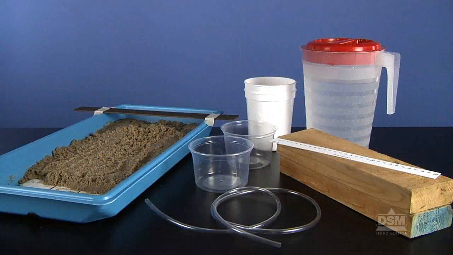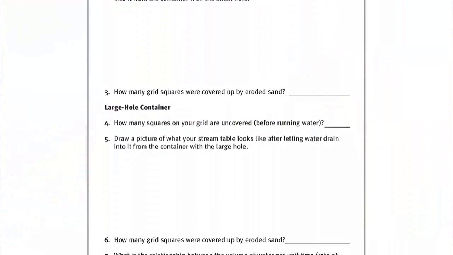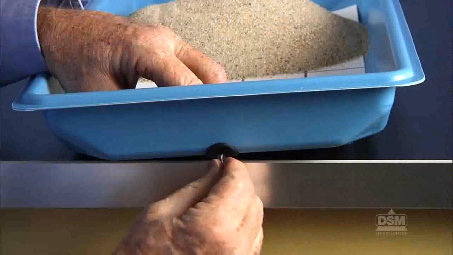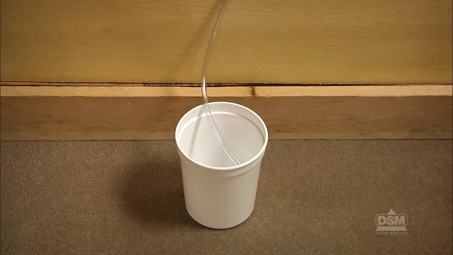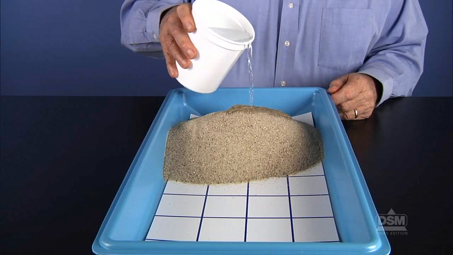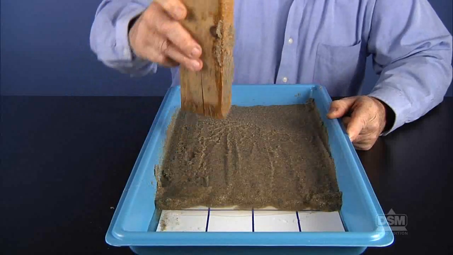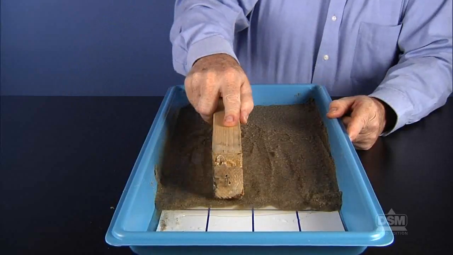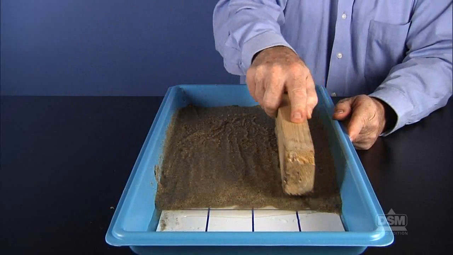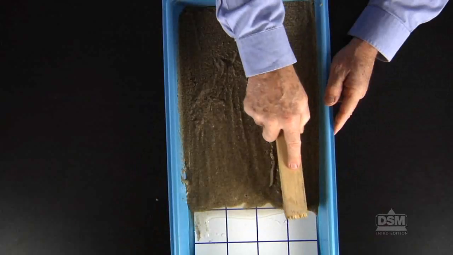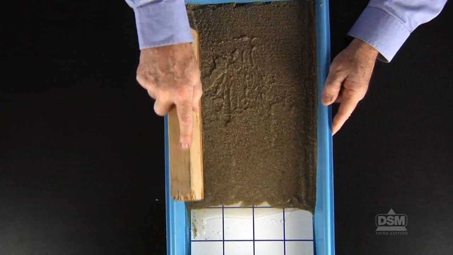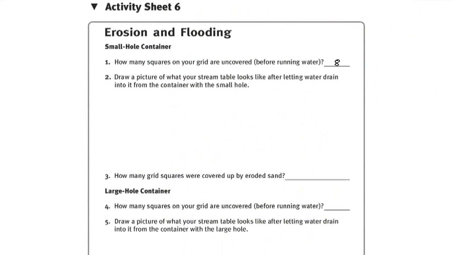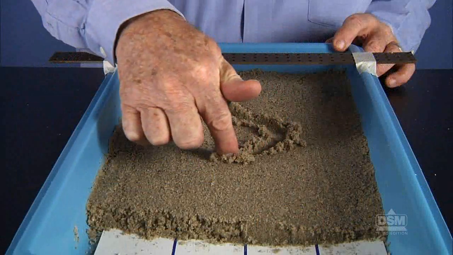Have each team retrieve their stream table and distribute the materials. Give a copy of Activity Sheet 6 to each student. Instruct students to attach one end of the tubing to the stream table and let the other end hang down into the receptacle on the floor. Then have them moisten and reshape the sand if necessary so that it covers about 2/3 of the bottom of the stream table and is smooth and slopes gently toward the end of the table with the hole. Have students smooth the sand so that it ends 2 squares away from the end of the table. Tell them to count the number of uncovered squares on the grid and record the number on their activity sheets. Finally, tell them to draw a meander in the sand.